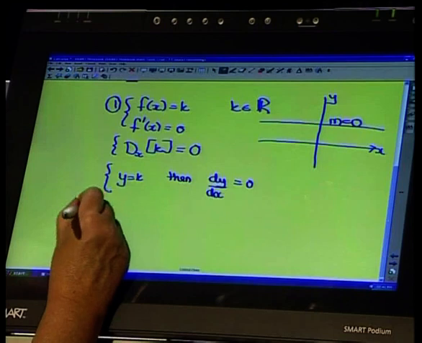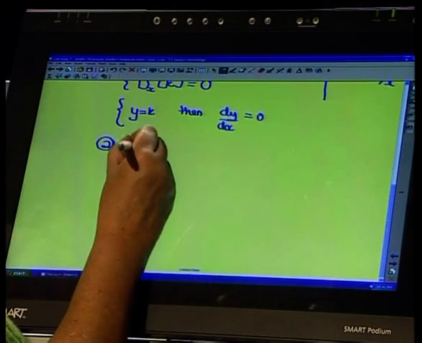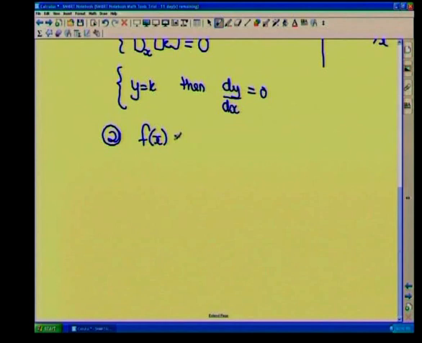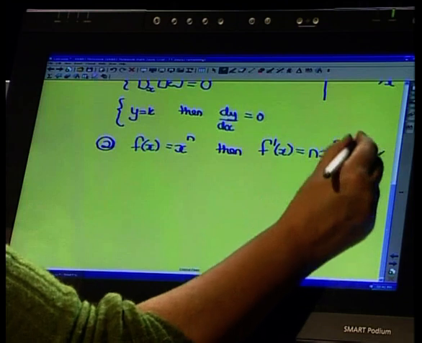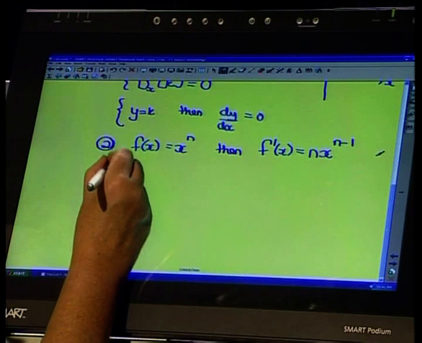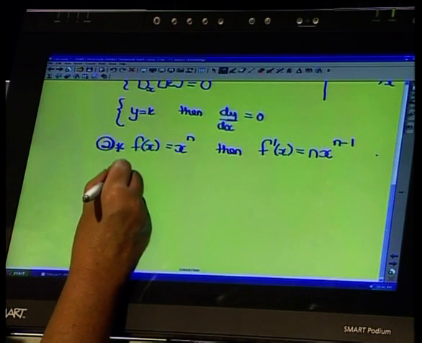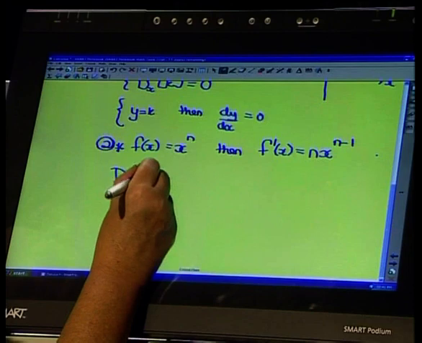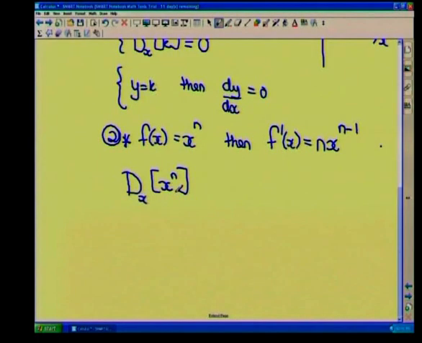Right, let's look at the second rule. The second rule is perhaps the most useful. It says if f of x equals x to the power n, then f dashed x is equal to n x to the n minus 1. Now, you might have seen when I was busy explaining the first principles to you, I mentioned that that was how we did it. And we're going to see examples shortly, but that's your first notation. Your second notation, if I said the derivative of x to the n like that, then you would just answer n x to the n minus 1.